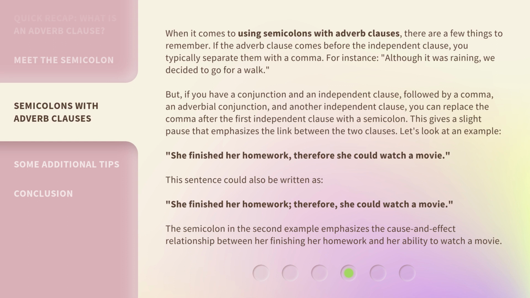Let's look at an example. She finished her homework, therefore she could watch a movie. This sentence could also be written as, she finished her homework; therefore, she could watch a movie. The semicolon in the second example emphasizes the cause and effect relationship between her finishing her homework and her ability to watch a movie.